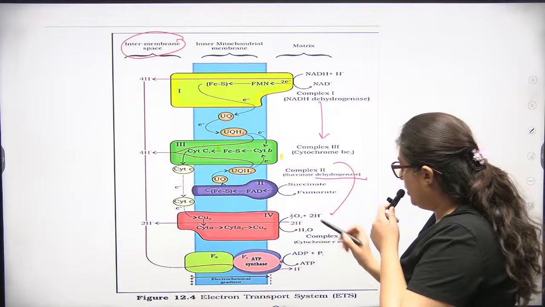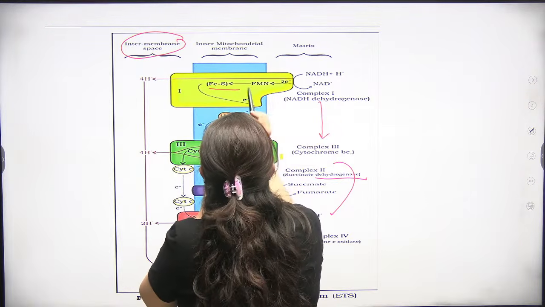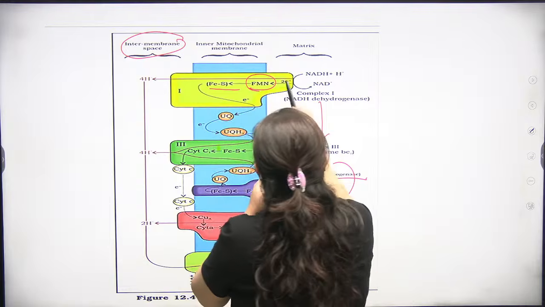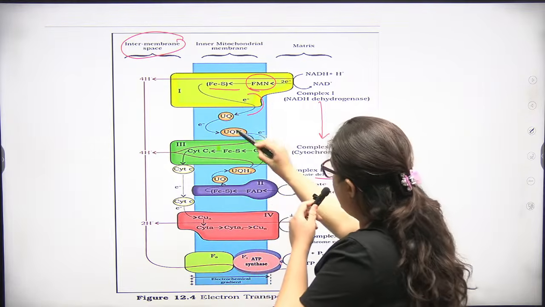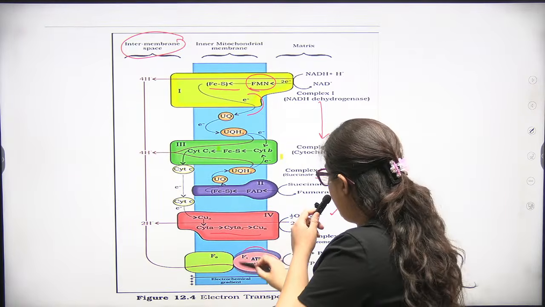Now, FeS, the presence of FMN, two electron transfer, then electron to ubiquinone, cytochrome, F1 ATP.